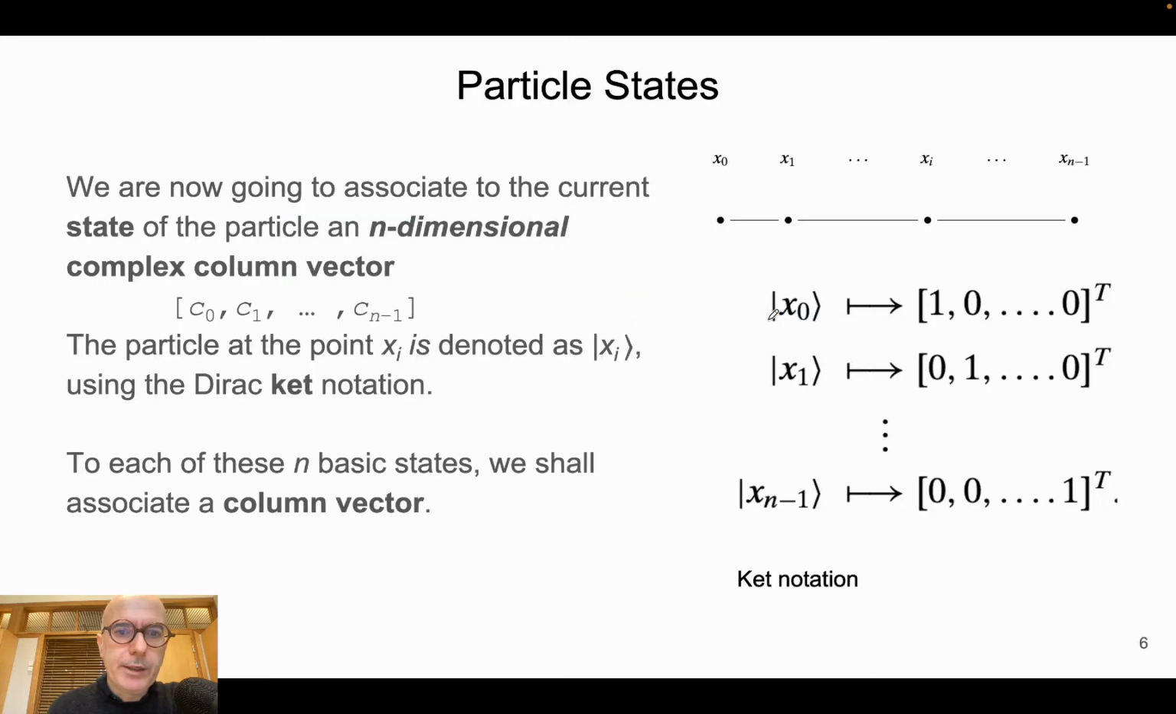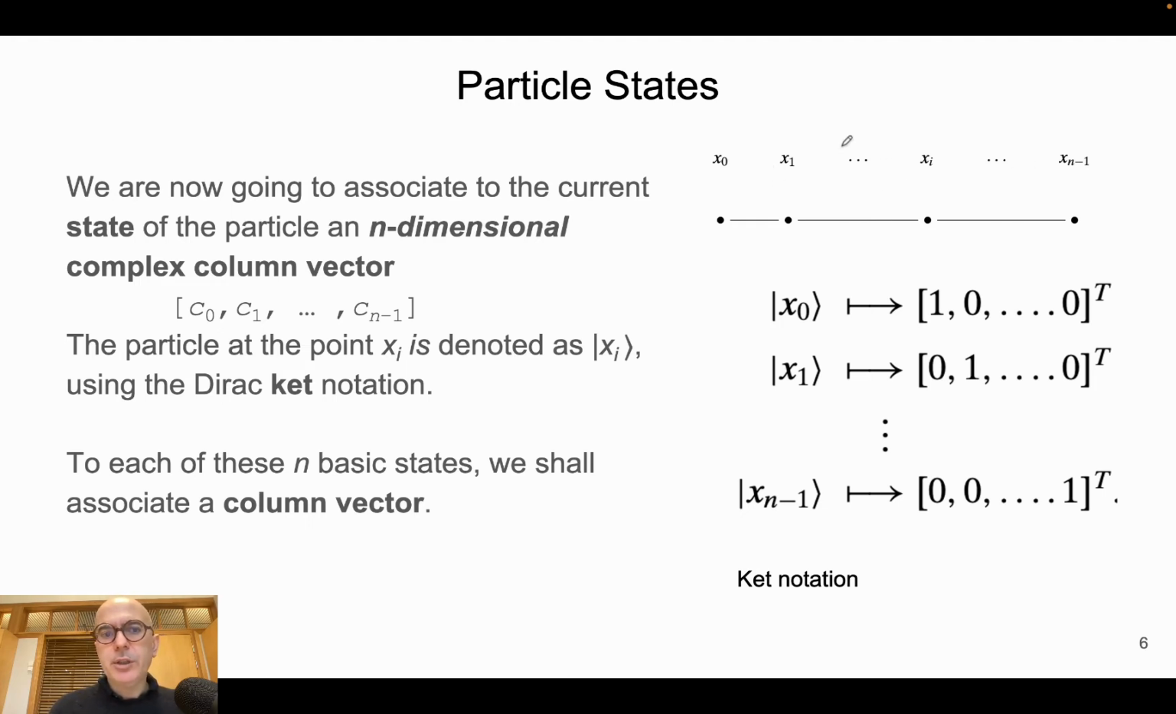So let's go back to our one-dimensional system, a quantum system that requires us to find particles only at discrete points of our grid. What we're going to do is associate each point to a particular state of our system. So our particle can be in one of these n points.